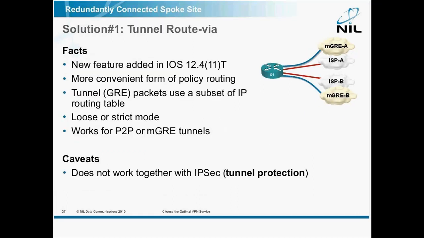There's this great solution. It was added in 12.4.11T, and it's really a convenient form of policy routing. What it does is it allows you to say, okay, for this particular tunnel, use a particular subset of default routes. And you could use loose or strict mode. In loose mode, if the required routes are not available, the router will use anything that's available. In strict mode, it will drop the packet.